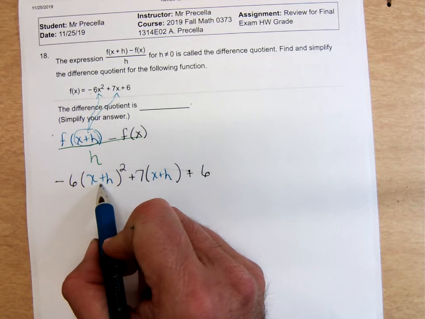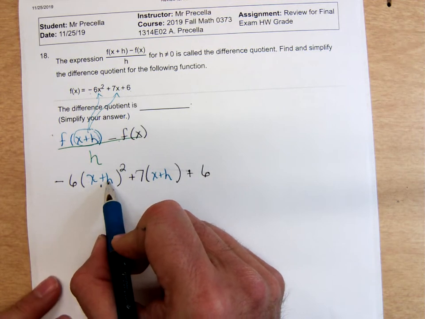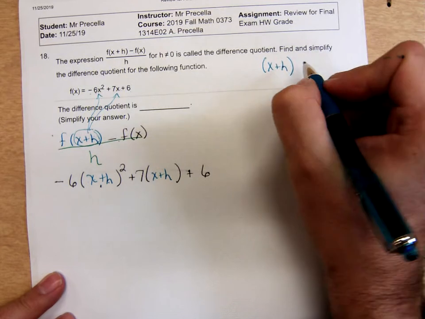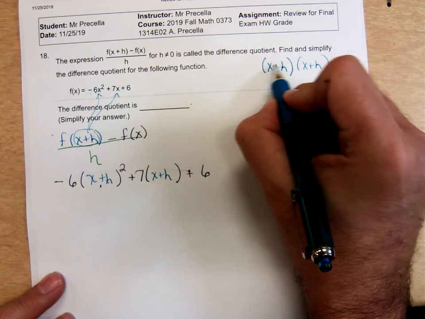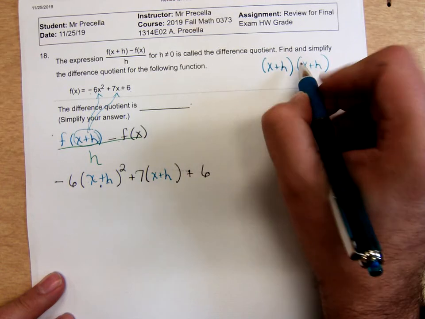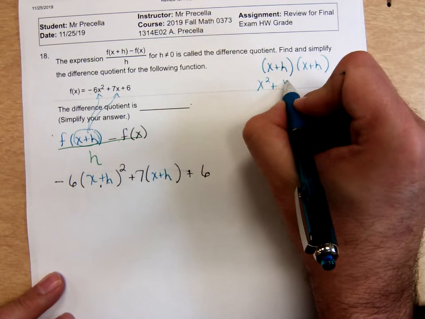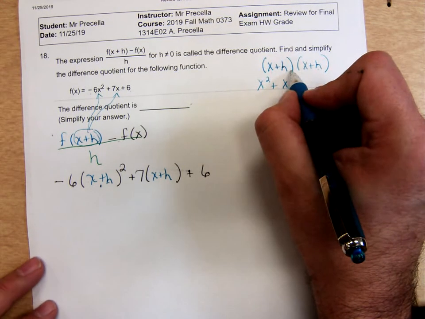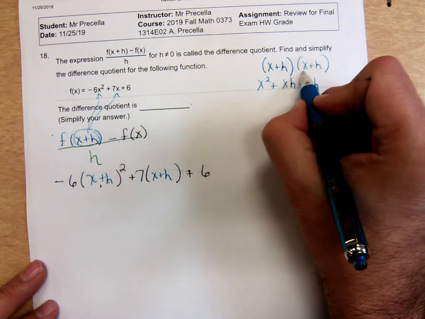To square x plus h, you don't just square the x and square the h. You've got to FOIL that out. So I'll do that right here. X plus h times x plus h. We'd have an x squared plus xh, first outer, inner is hx, but since I've already written it as xh, I'm going to just continue to write it as xh, plus h squared.